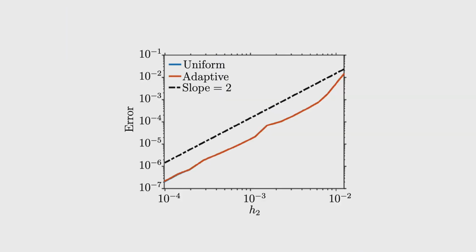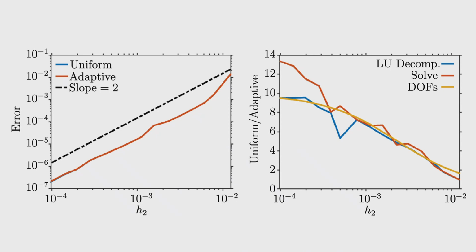Okay, so this is the convergence study, and we can see that the uniform and adaptive grids are nearly identical, because the orange is completely on top of the blue line. And if you divide the quantities of the uniform grid approach by the corresponding adaptive ones, we see that as the grid resolution in the red region is refined, the LU decomposition time and the number of degrees of freedom in the linear system are scaling together and improving by about a factor of 10 at the finest resolution, and the solve time continues a little further, reaching almost a 14x speed up.